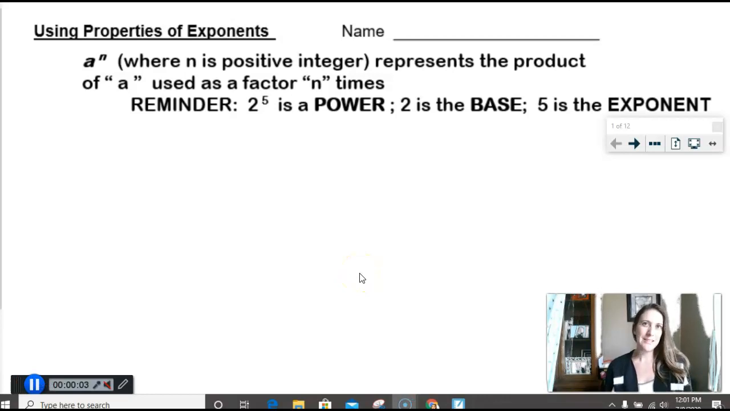So we're back with a lesson. This is technically a review lesson, but it's been a while. We're going to talk about exponent properties. So first, let's get some vocabulary under our belts.